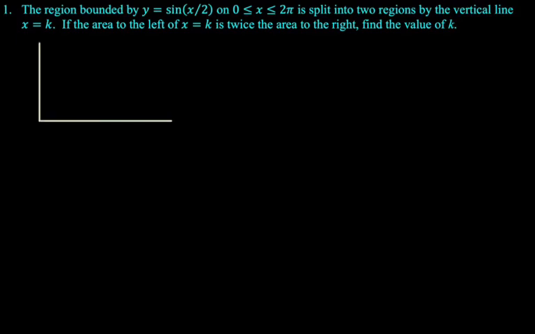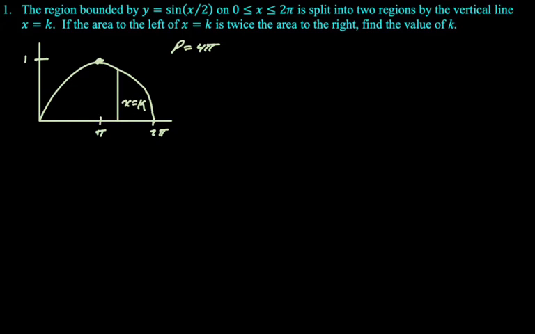The period of sine of x over 2 is 2 pi over 1/2, so 4 pi. Which means from 0 to 2 pi, we just get the first kind of hill, right? So here's pi, here's 2 pi, and our curve looks like this. Now, the region to the left is twice the area to the right. So to the left of the line is just bigger. So I like to draw it so that it looks kind of accurate. I don't really think that's totally accurate.